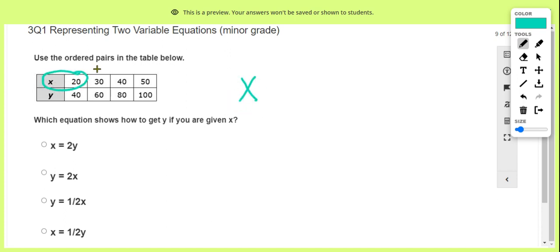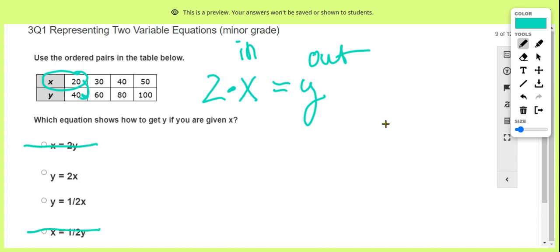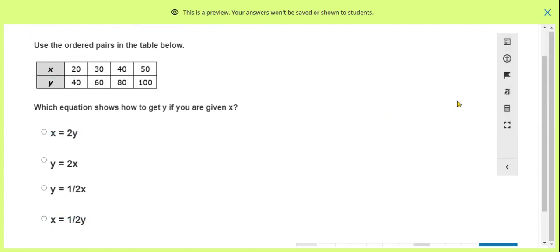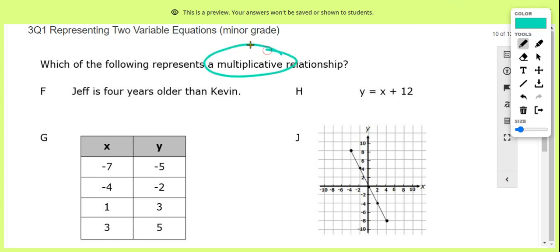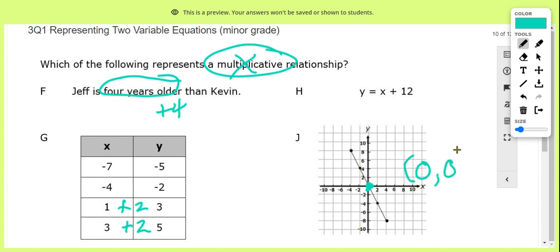So we have x looks like times 2 equals the y. In, x goes in, y comes out. So this one's backwards, this one's backwards. If you're looking for multiplicative, this looks like it's plus 2, plus 2, plus 4, 4 years older. This here one is 0, 0.